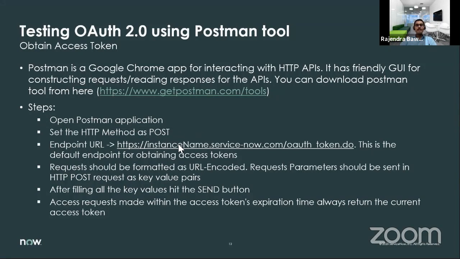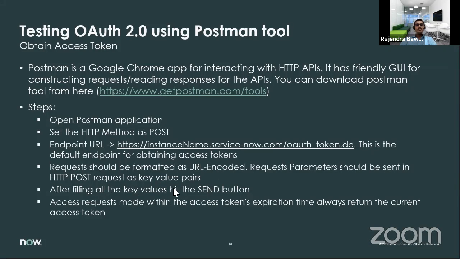The endpoint will be the default endpoint, which is the instance name.servicenow.com/oauth_token.do. So this is the default endpoint for obtaining the access token. Even if the instance name is changed, the endpoint will still be the same, ending with oauth_token.do. So all the requests which we'll be sending should be formatted as URL encoded, and request parameters should be sent in the HTTP post request as key value pairs. So I will be showing that in the demo as well.